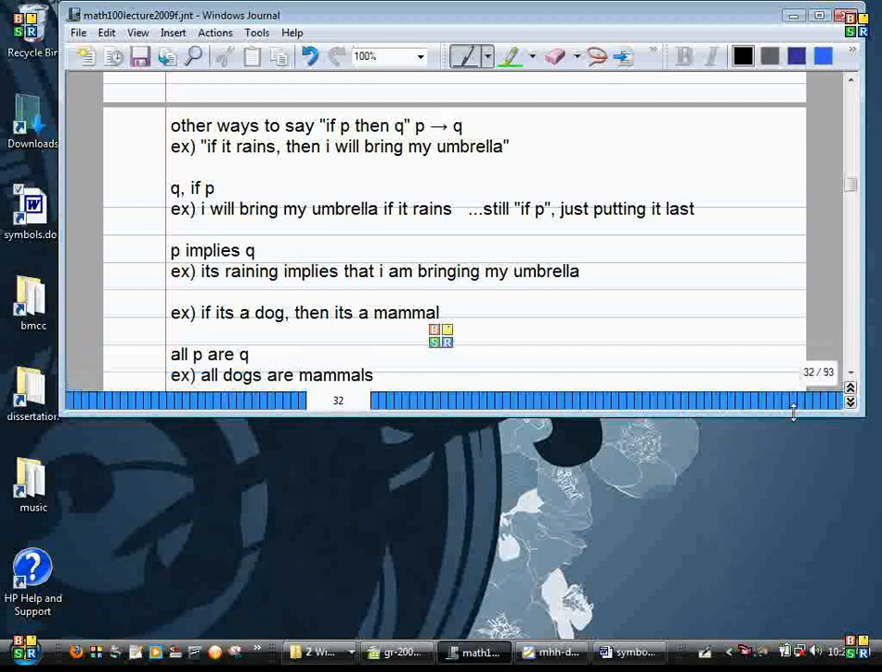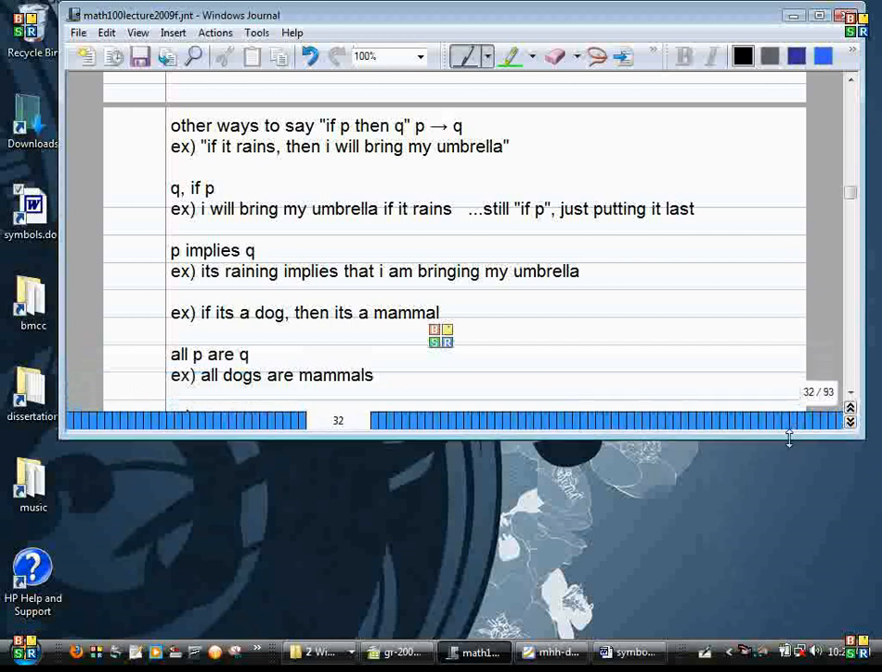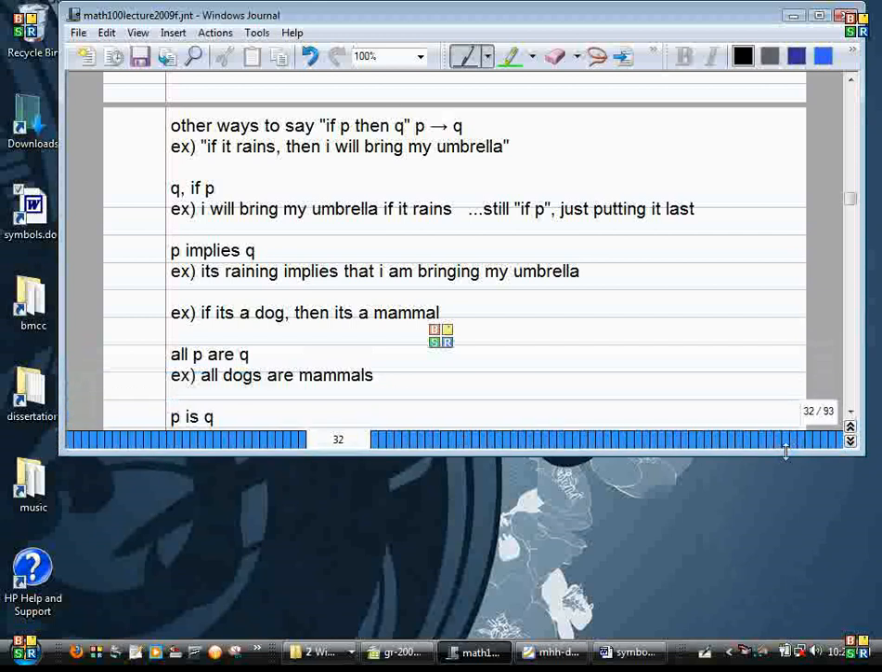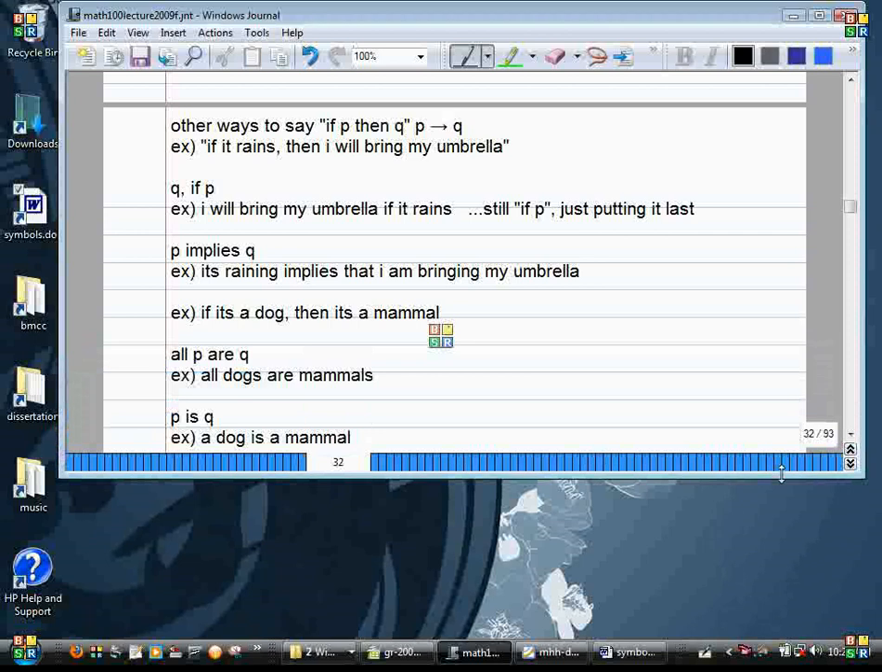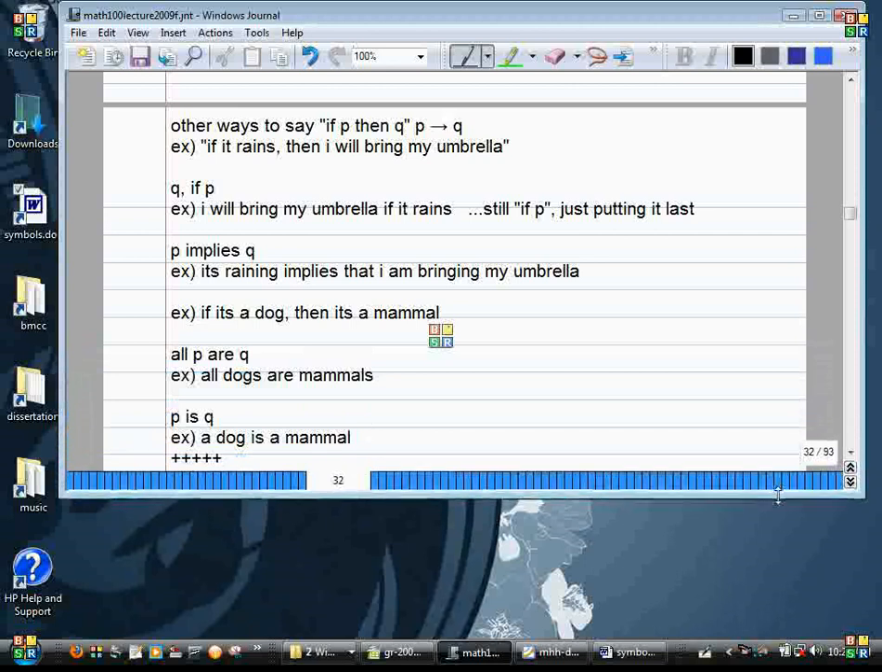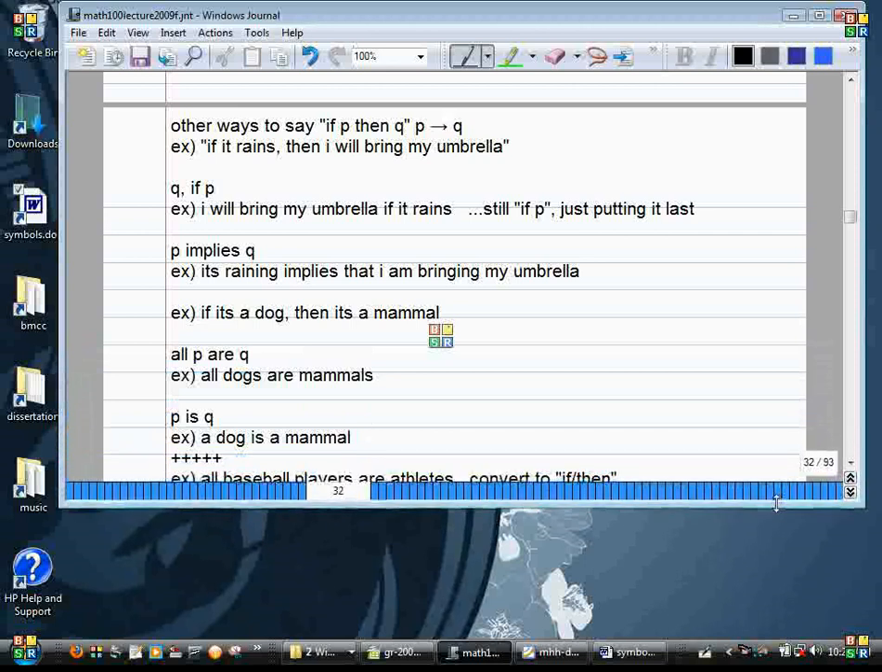Now, of course, you couldn't apply it to the previous one. You couldn't say all rains are umbrellas. It doesn't make any sense. This refers specifically to when you're describing objects and their properties. Okay. So P is Q. A dog is a mammal. That's just plural versus singular, really.